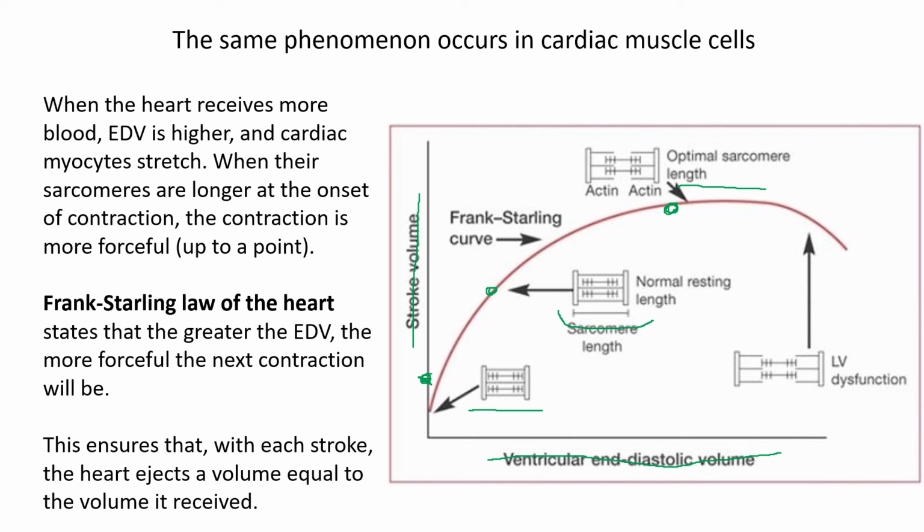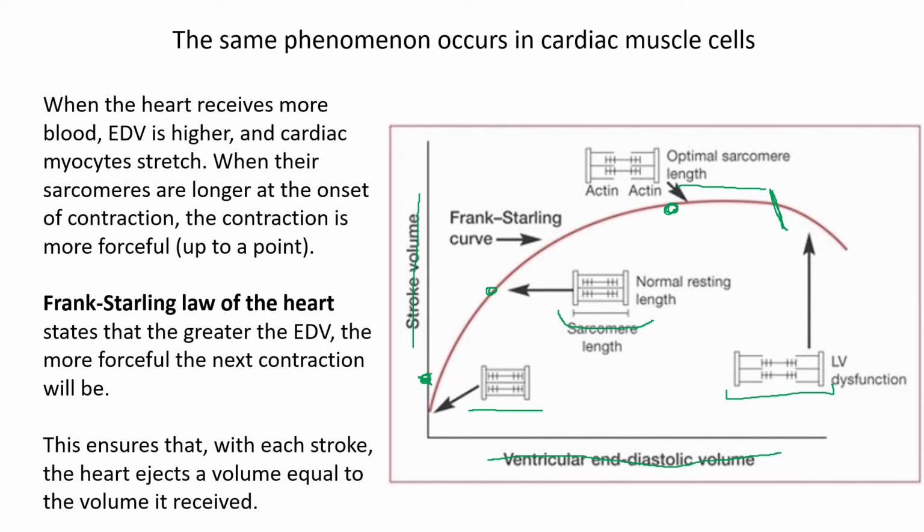And so as the sarcomeres get longer, the force of contraction increases, but only up until a point. When we go beyond some threshold point here, as we continue to elongate the sarcomere, so the sarcomeres are even more stretched, then the amount of tension that this muscle cell is able to generate starts to decline. The heart can't beat as forcefully. So this is the length-tension relationship in cardiac muscle cells.